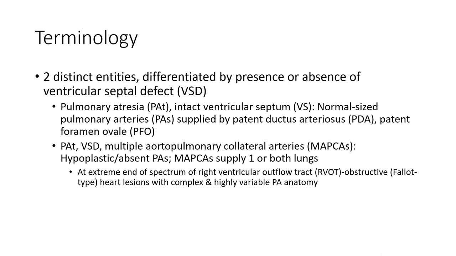Pulmonary atresia with VSD: multiple aortopulmonary collateral arteries, hypoplastic or absent pulmonary artery. Multiple aortopulmonary collateral arteries supply one or both lungs. At the extreme end of the spectrum of right ventricular outflow tract obstructive heart lesions, with complex and highly variable pulmonary artery anatomy.